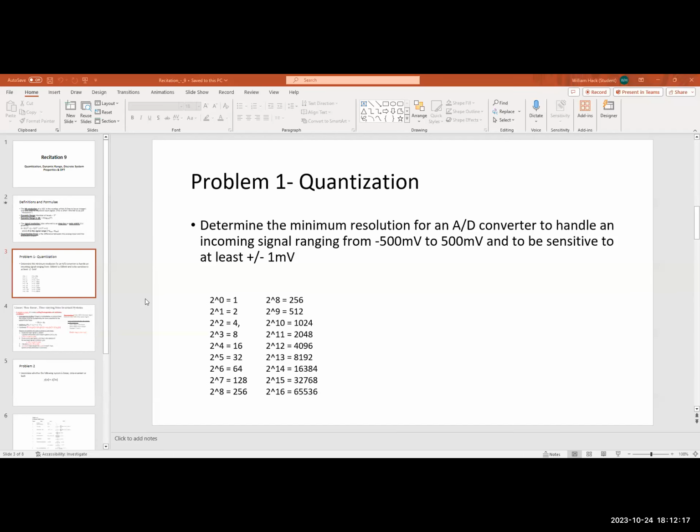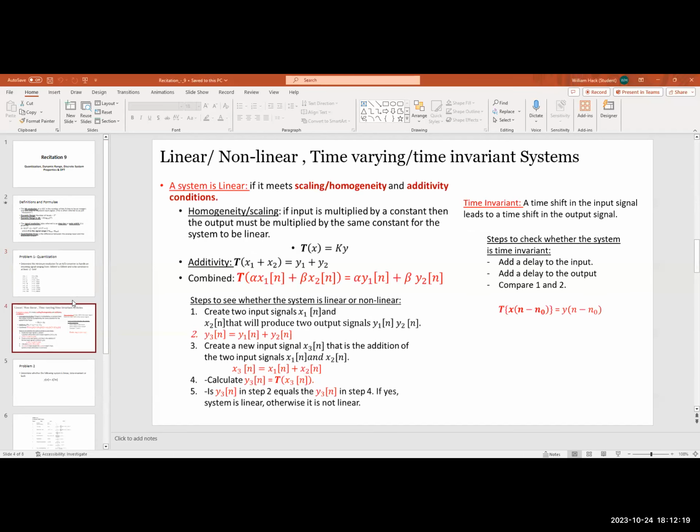So let's go ahead and jump back into the PowerPoint. Now we're going to talk about LTI systems with discrete inputs. So this is almost identical to the LTI systems we did in the past with continuous signals. But let's go back over it.